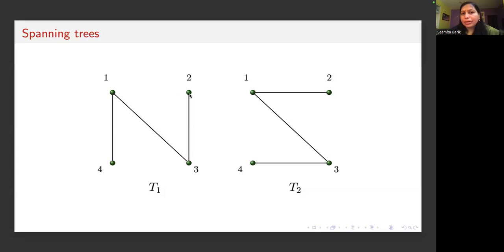Here 1 and 2 are connected. Here 1 and 2 are not connected, meaning not adjacent. So this is different from this one, considering labeling.